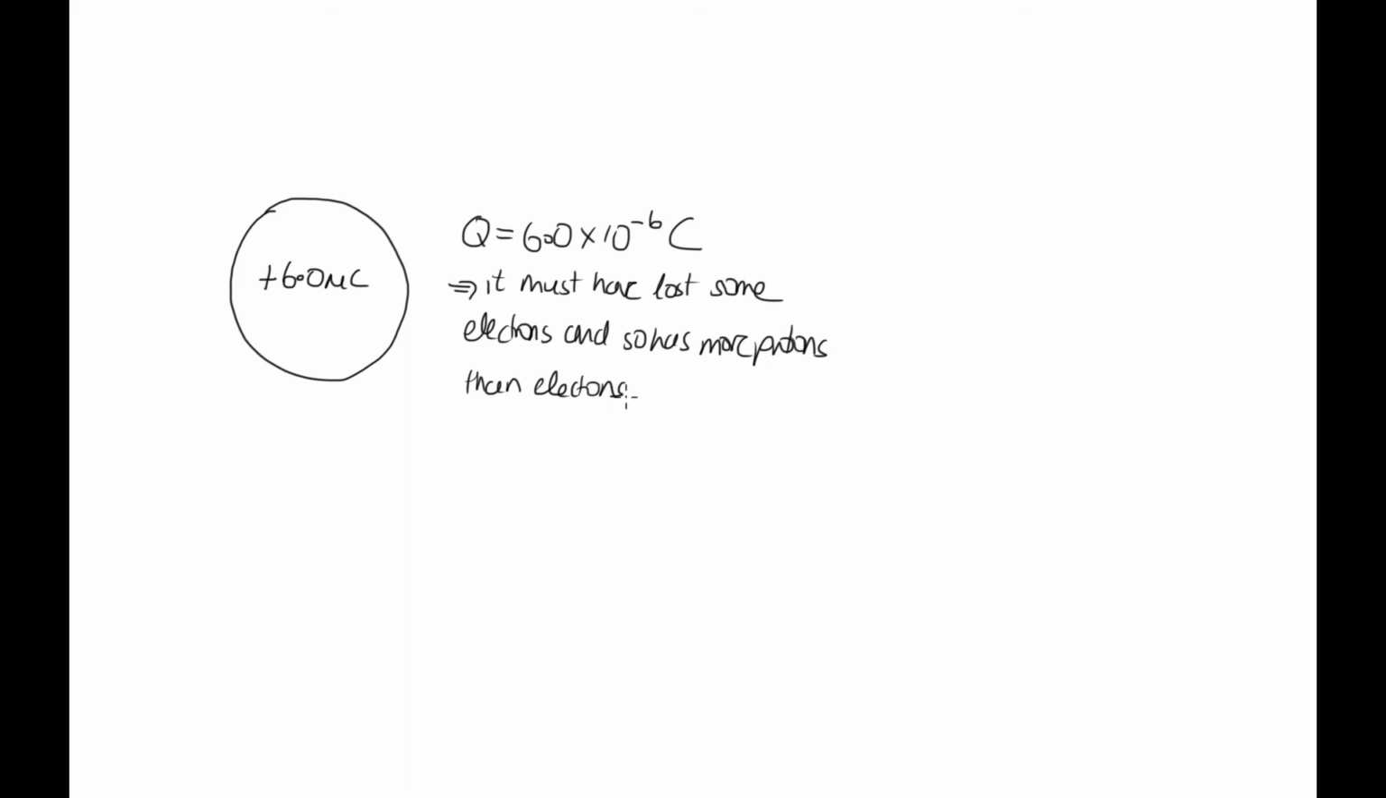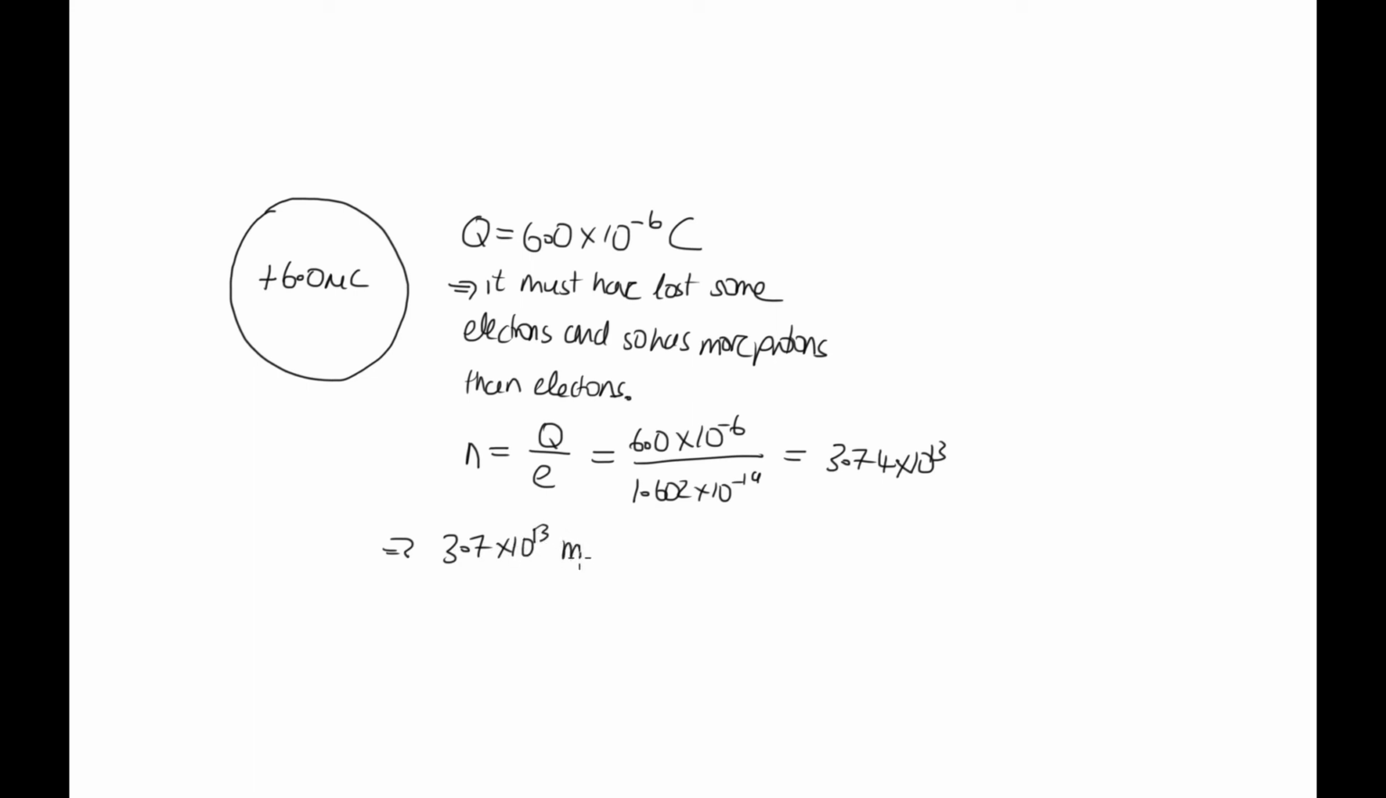And then to calculate how many this is, we know that the number must be equal to Q divided by the charge on the electron, which we can get off the data sheet. So this is 6 times 10 to the minus 6 divided by 1.602 times 10 to the minus 19. When we solve that on the calculator, we get 3.74 times 10 to the 13. So this tells us that there are 3.7 times 10 to the 13 more protons than electrons.